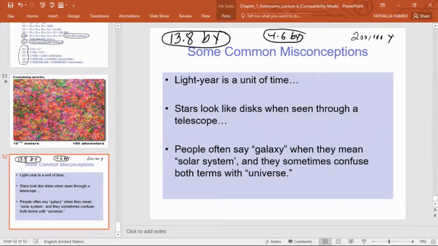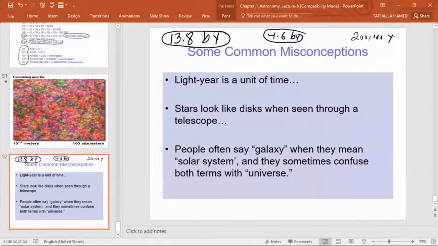Now you can ask questions if you have any, and you can use the mic as well. But now there are common misconceptions here. Light year is a unit of time. People always hear the word year, and they think it is time, but light year is a measure of distance, not time.